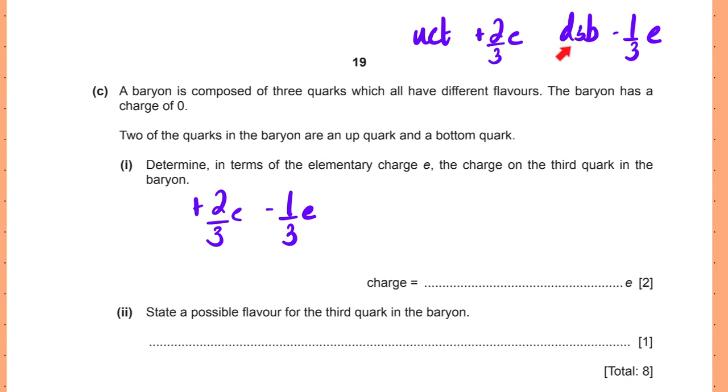So I can't select another bottom quark. So it could be either down or strange. So any one of down or strange. So plus x must equal 0. So the charge of this one, since it's first asking for charge, must be negative 1 by 3e. And then the possible flavor could be, not bottom, so down or strange.